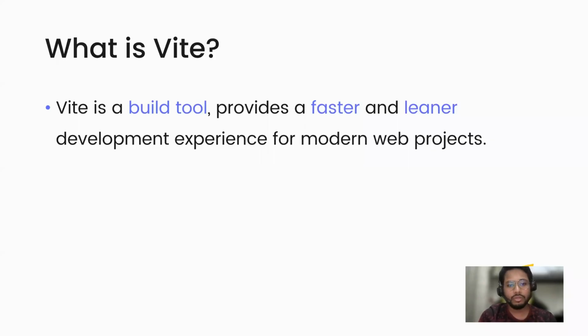It's a build tool that provides a faster and leaner development experience for modern web app projects. If you want to summarize it, it's basically a development server. While we develop a front-end application or any modern project, like React, Vue, or Angular, we use Vite so that development becomes very fast. The server starting time and the time to actually see the implemented code on the browser become way less.